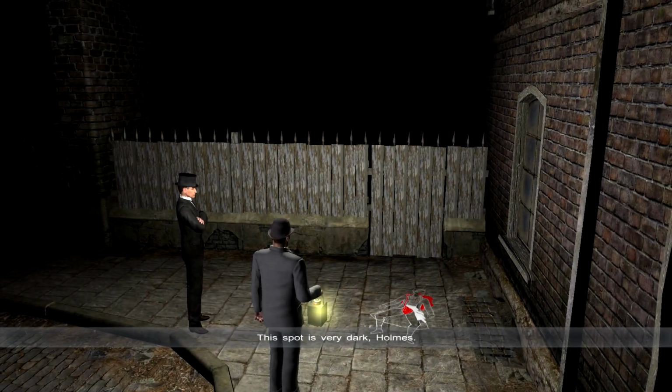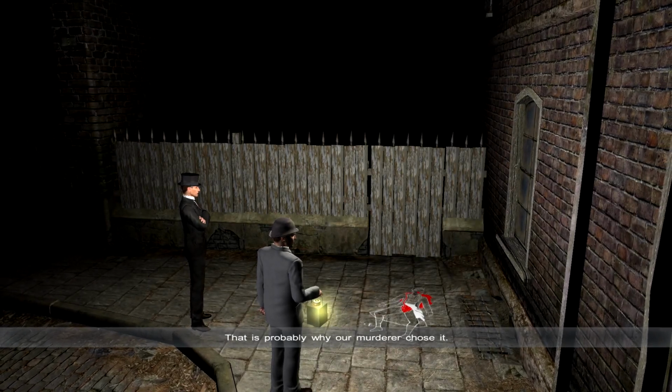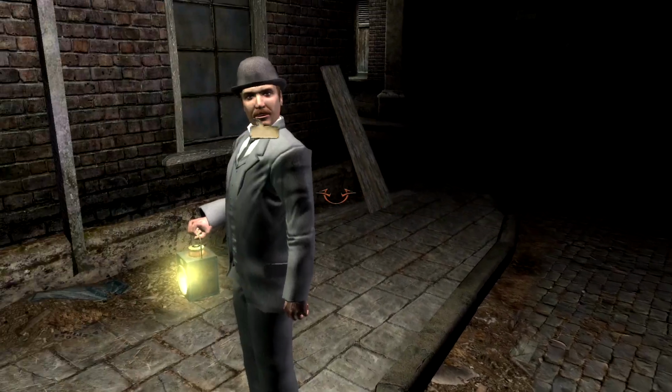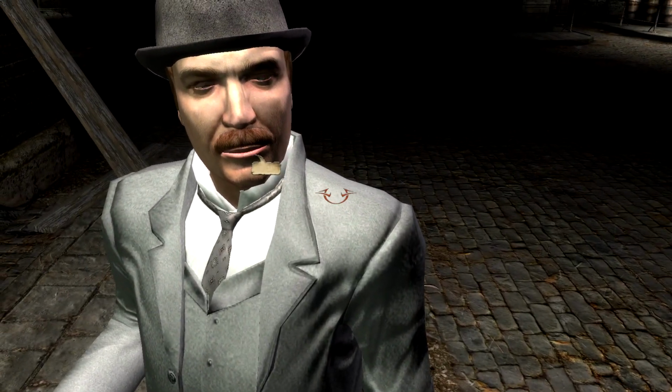She's over here, basically. Watson, we are now in the exact spot. Getting distracted. Eddowes tragically ended her days. This spot is very dark, Holmes. That is probably why our murderer chose it. Obviously. Stupid Watson. Watson! Sometimes I wonder, Watson.